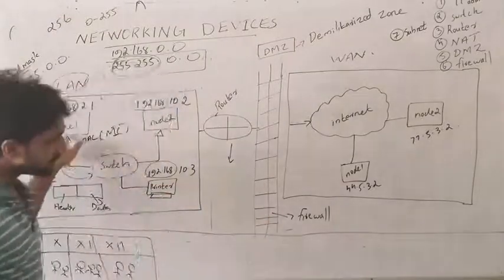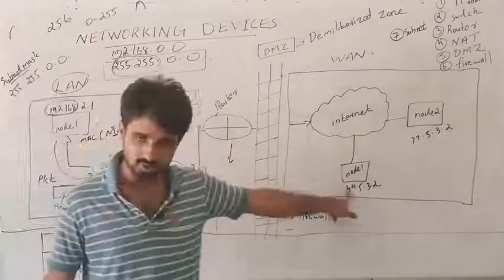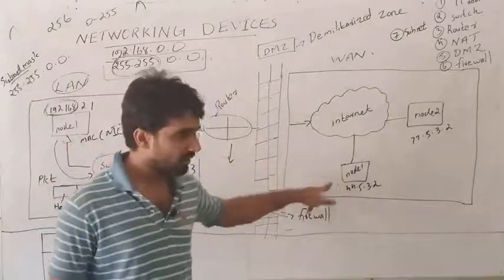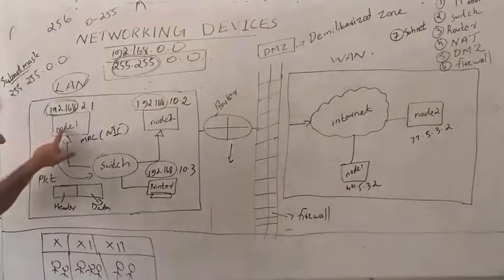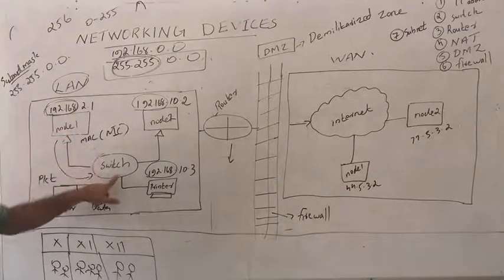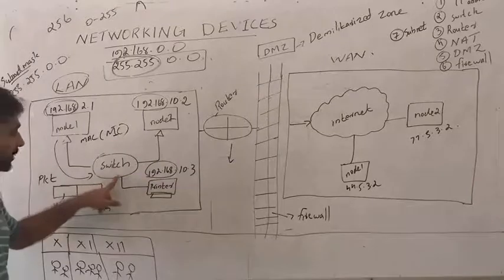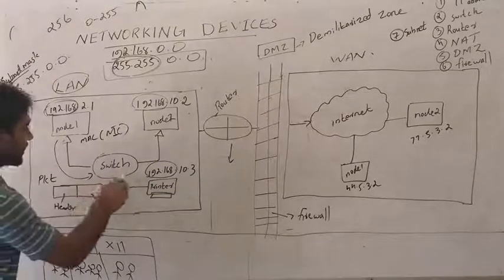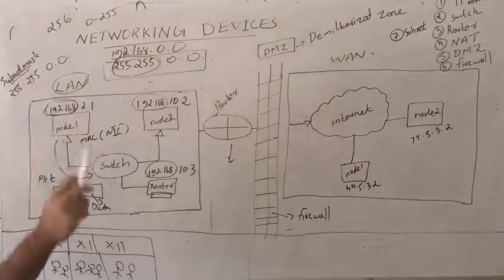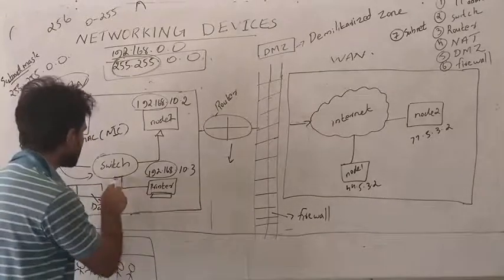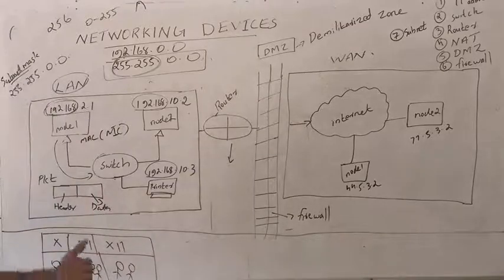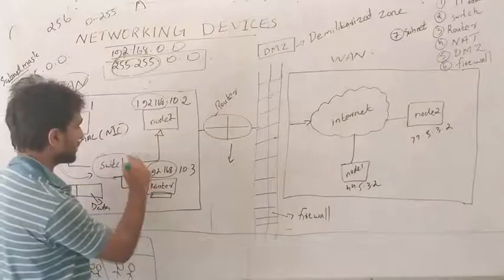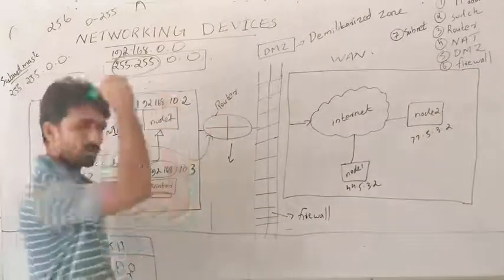If this node 1 wants to send a message to this node, first the message moves to the switch. Then the switch, by looking at the address, can identify that this address is not inside this LAN. So at that time the switch uses the help of another device, called a router. Look at that. The switch sends this request to the router.